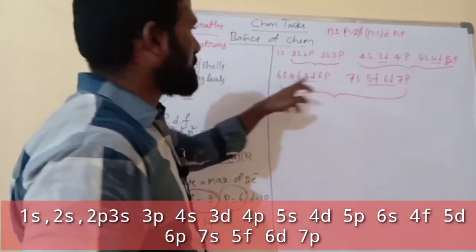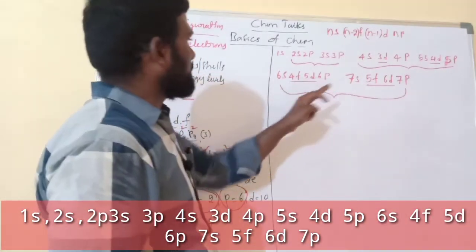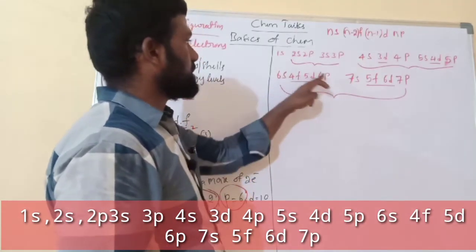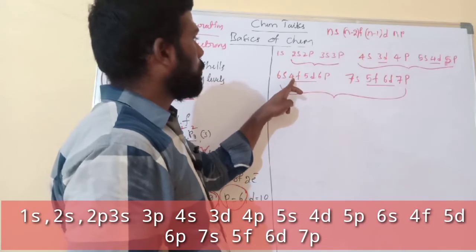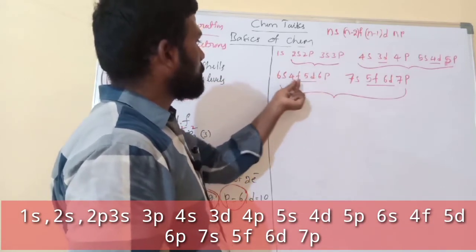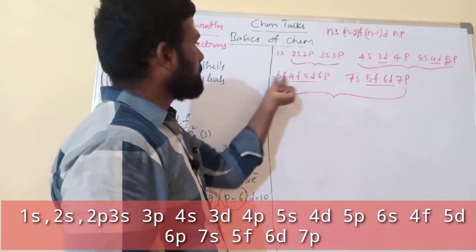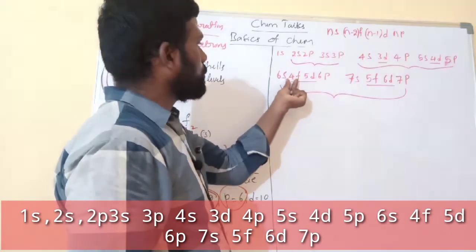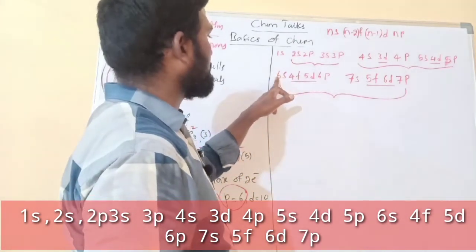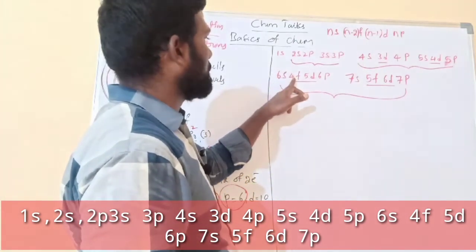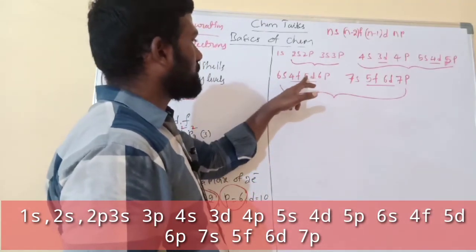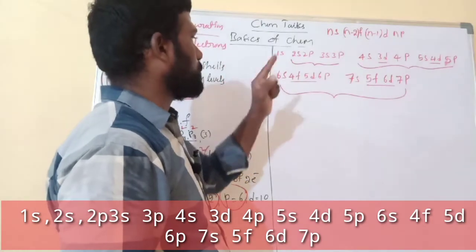Now you see the last two in the sequence, 6s and 6p. In between 6s and 6p there are 4f and 5d. When it comes to f, the number reduces by 2 units. See here, 6 is the maximum number. 6 minus 2 is 4, 6 minus 1 is 5. When it comes to d, the number reduces by 1 unit.